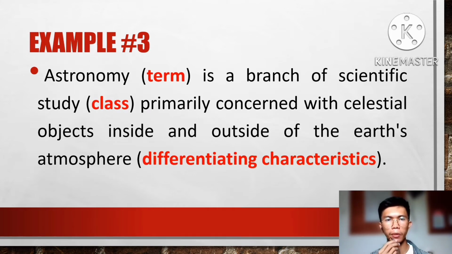And last example, astronomy is a branch of scientific study primarily concerned with celestial objects inside and outside the Earth's atmosphere. Again, the term being defined, astronomy, the branch of scientific study is its class, and lastly, the differentiating characteristic primarily concerned with celestial objects inside and outside the Earth's atmosphere. So that's the differentiating characteristics that made it different from other terminologies or lexical terms.